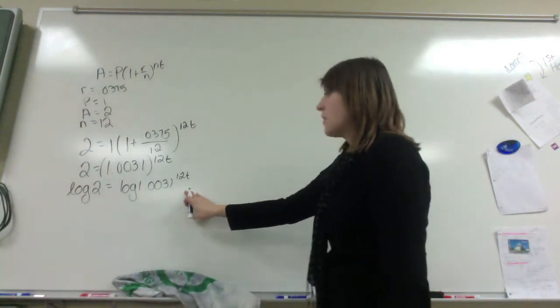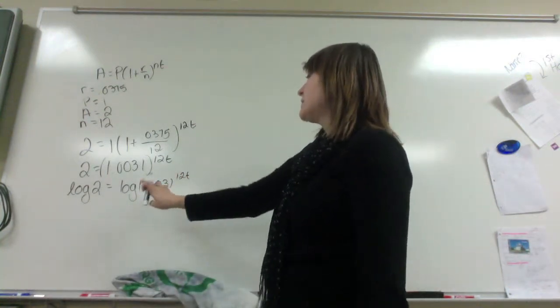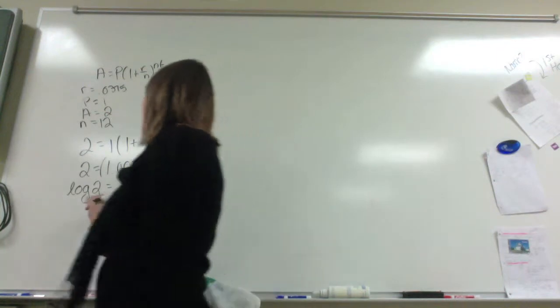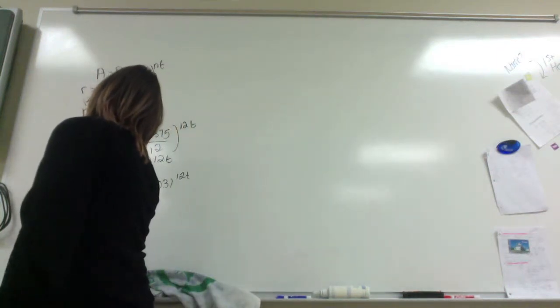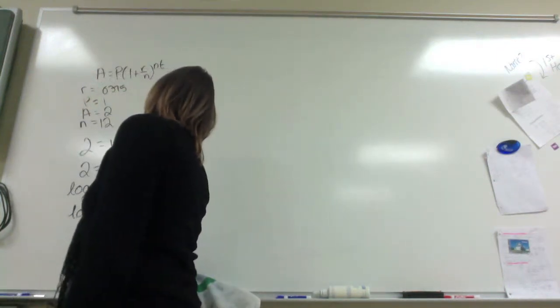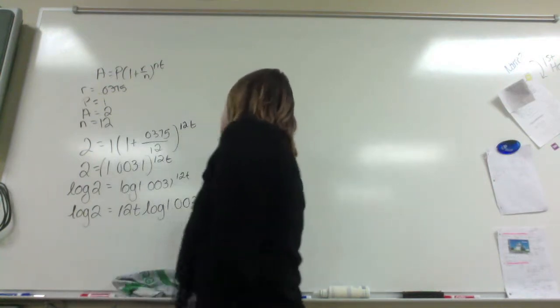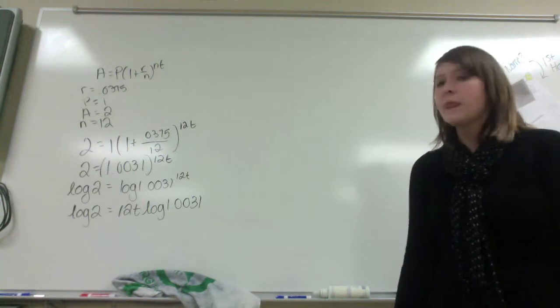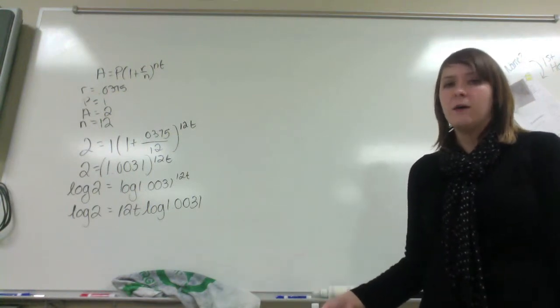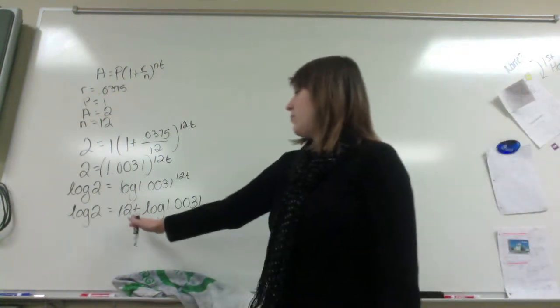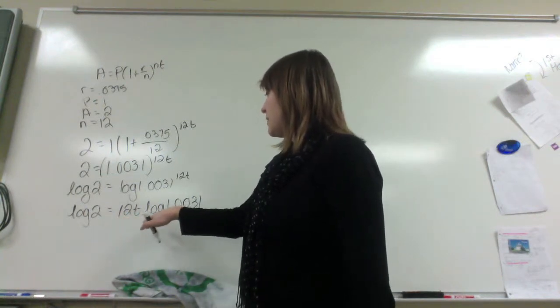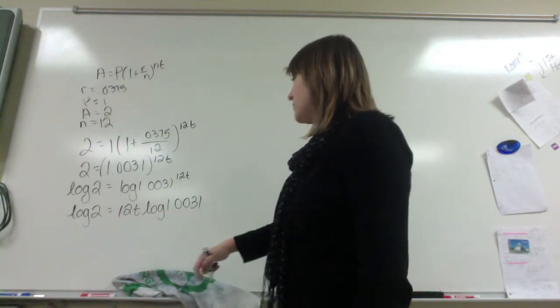And after I take the log of both sides, I have a power inside the logarithm, so I can move that down to the front. Okay, and again, I'm trying to get t by itself. So if I want to get t by itself, that means I want to divide out 12 and I want to divide out the log of 1.003.